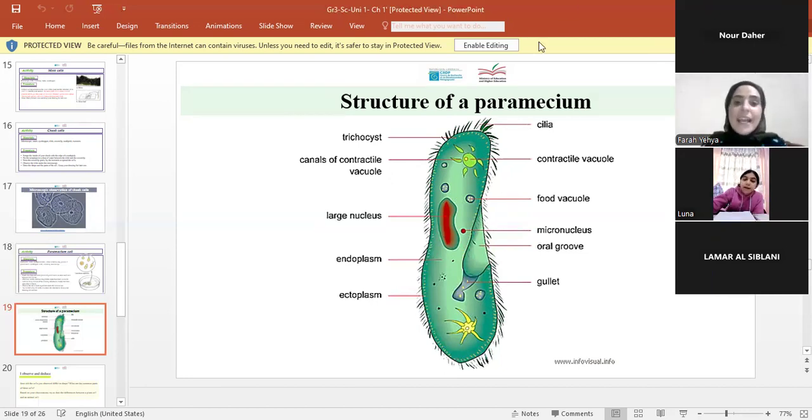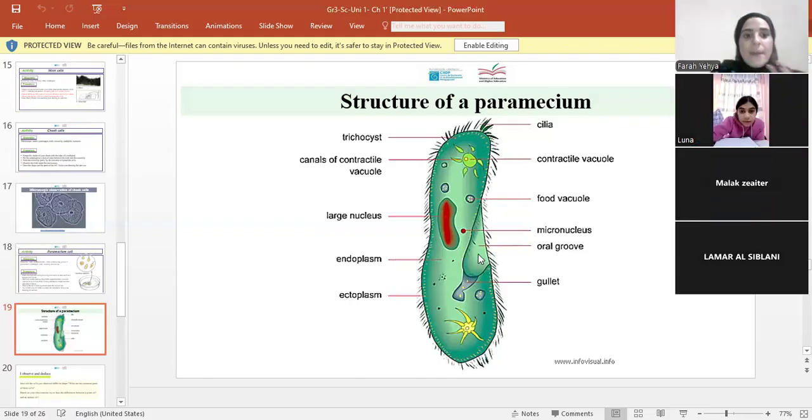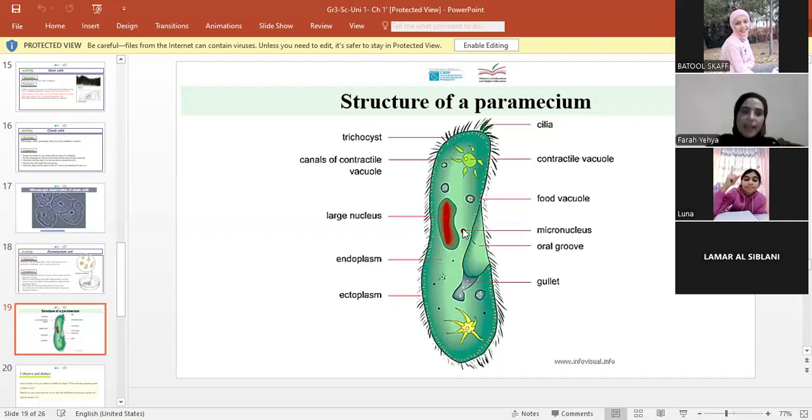It has cilia in order to move. Also, it has a nucleus. Who can tell me what the parts in common are with the other cells that we did, like the cheek cell, the plant cell, the green onion, etc.?